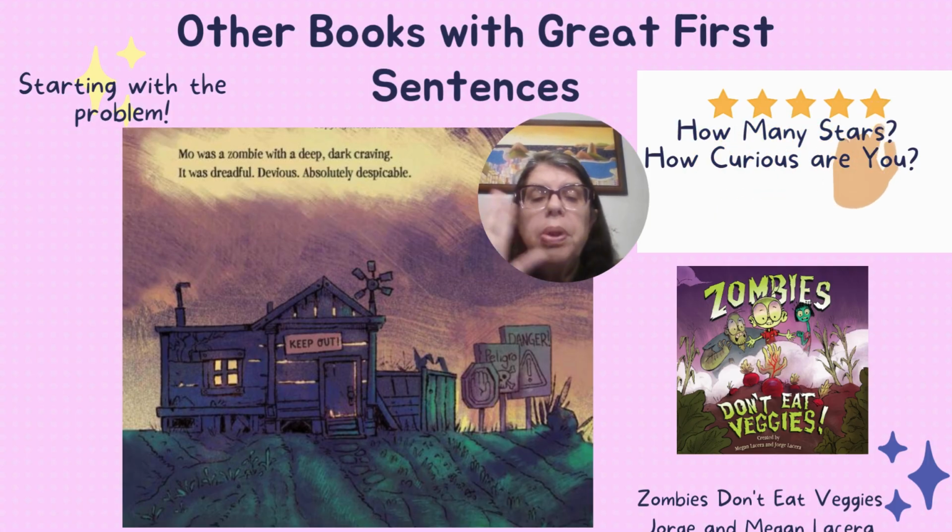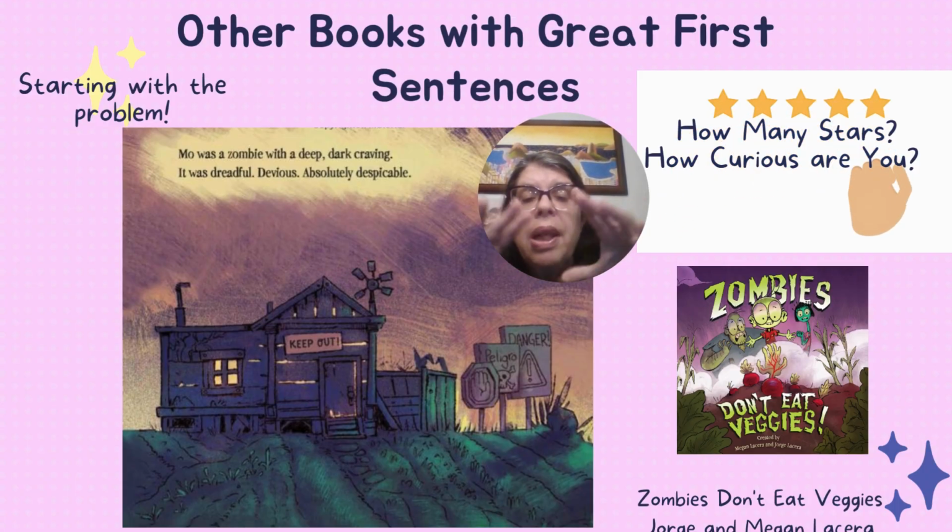One more super amazing example. I love this one. Mo was a zombie with a deep, dark craving. He was dreadful, devious, absolutely despicable. So not only is it very lyrical and rhythmic, and I love all the language.